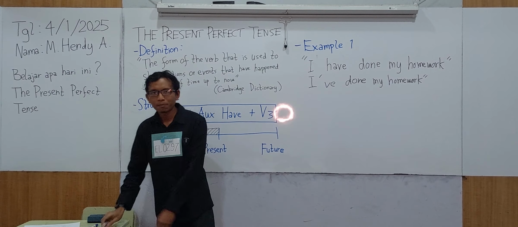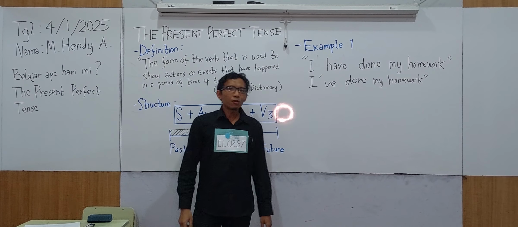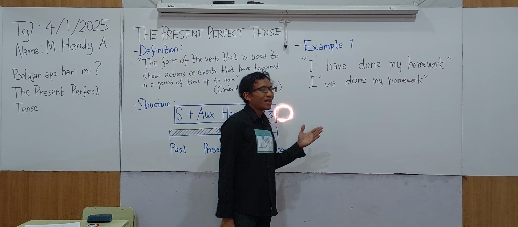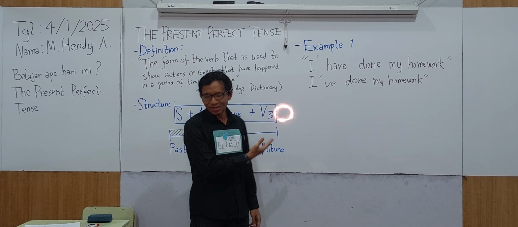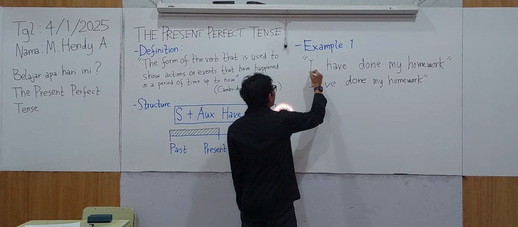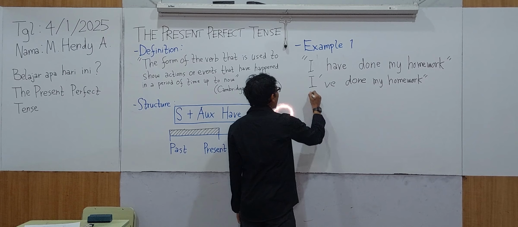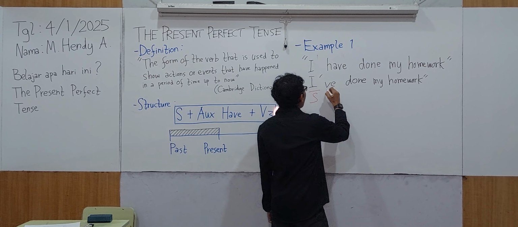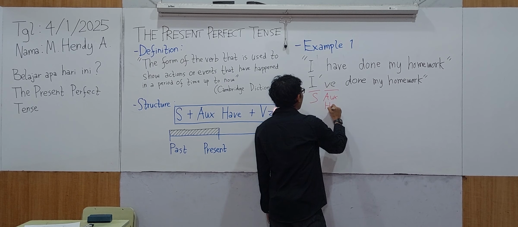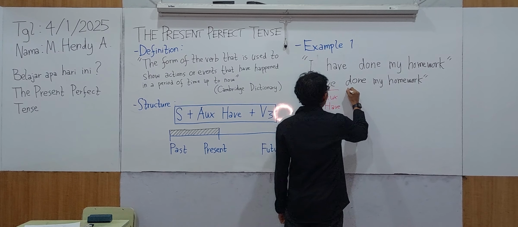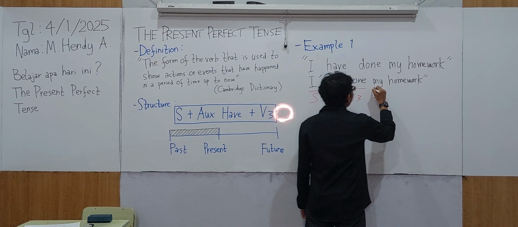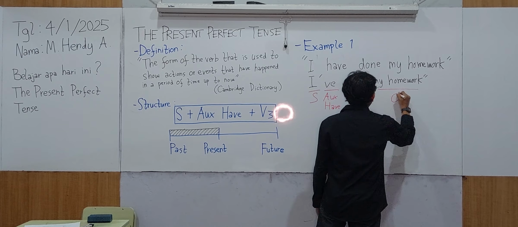So again, if you were Alex, you could say to me, sir, I have done my homework. Right? This is subject, and then auxiliary verb have, and then verb 3. This is object.